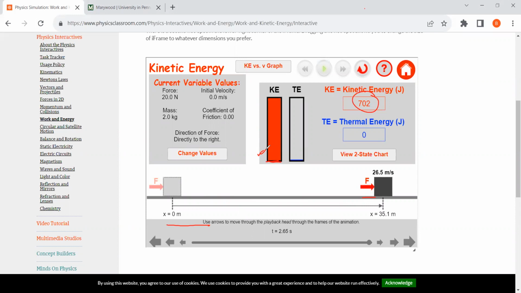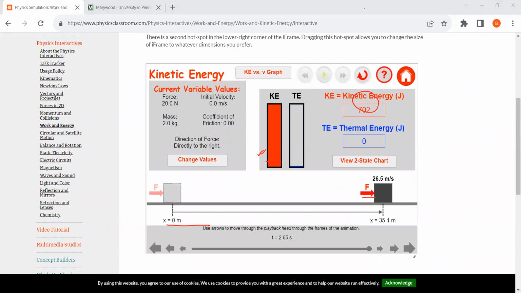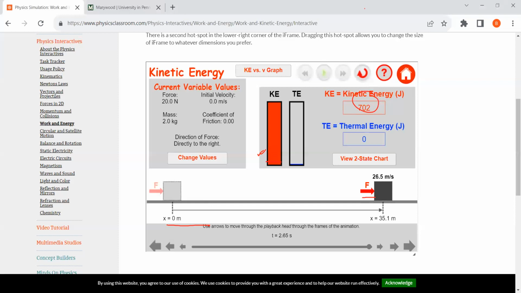So what we see here is that work done is somehow related to the change in kinetic energy. How do you know that? Here you see that the kinetic energy is 702 joule, and if you want to calculate the work done, you can calculate it from this equation.